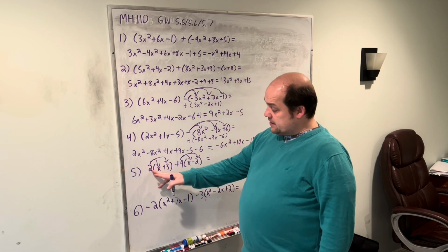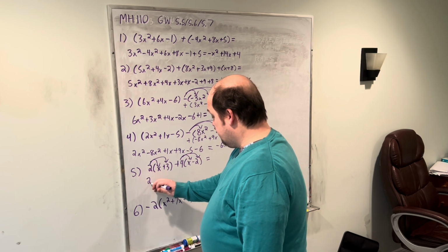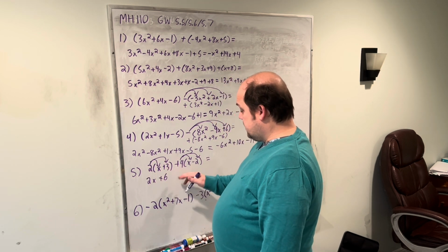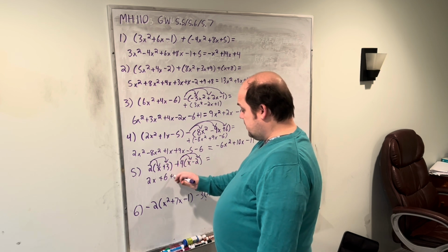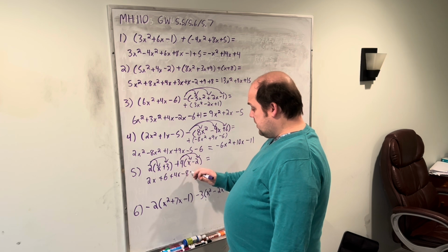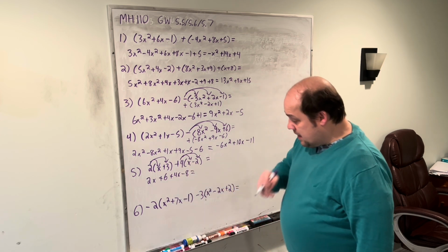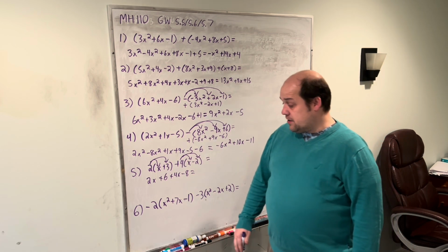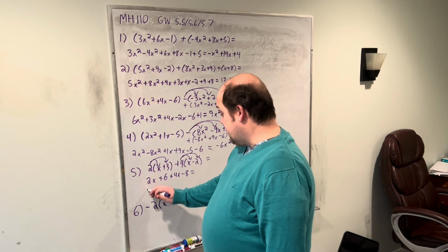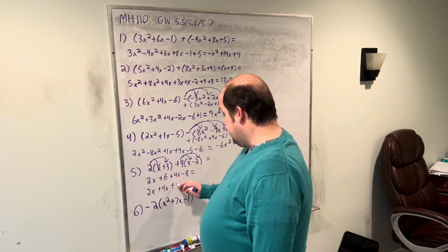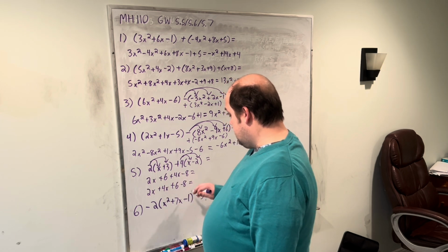So the first parentheses, 2 times x, gives me 2x. 2 times 3 gives me 6. 4 times x gives me 4x. 4 times negative 2 gives me negative 8. Now that I've got it distributed out, I'm going to write things next to each other that are like terms and can be combined. Specifically 2x plus 4x and positive 6 minus 8.